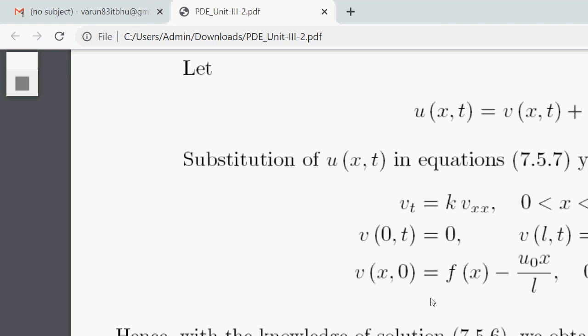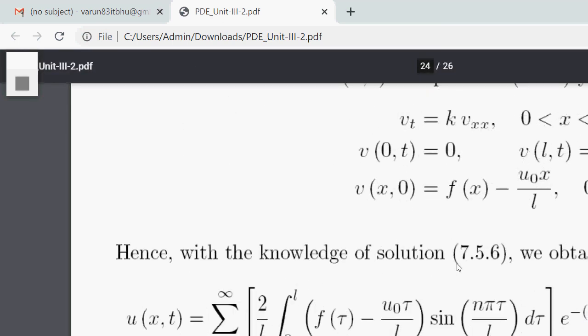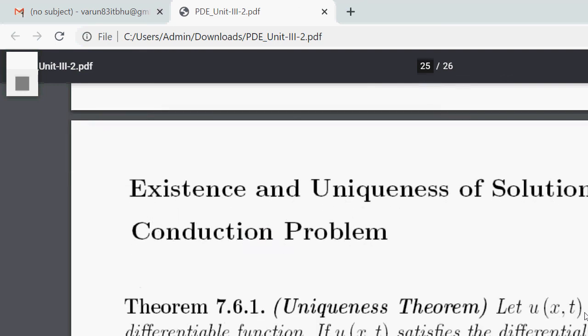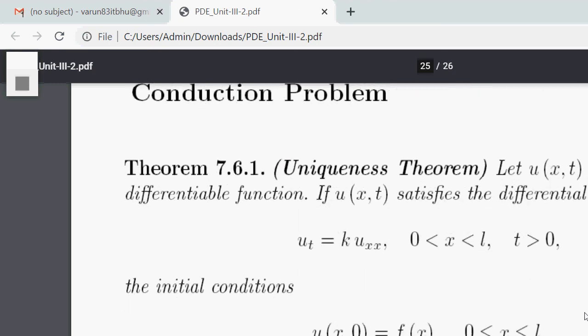And there is some constant, plus some other term u0 x by l, also added into the solution. So this is the complete solution when the temperature at one end of the rod is different. And this is the existence and uniqueness solution for the heat conduction problem.